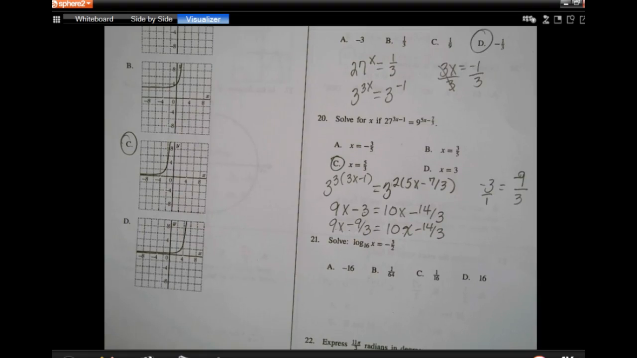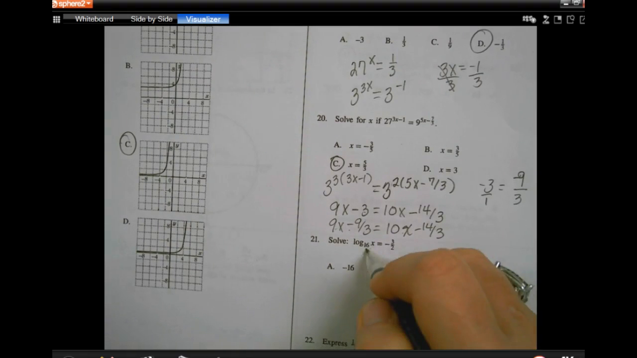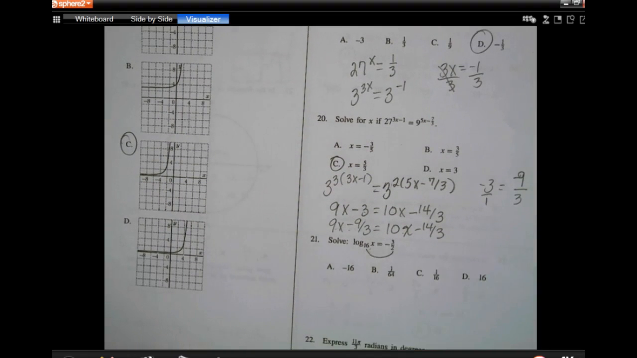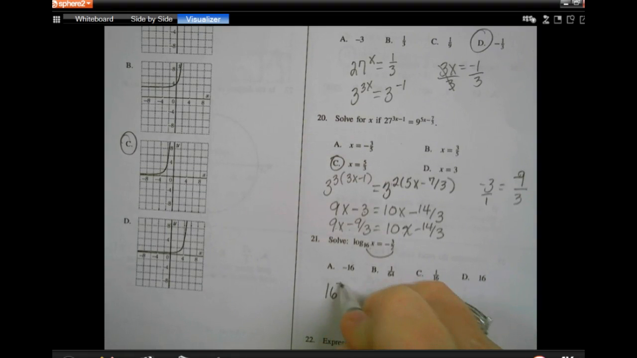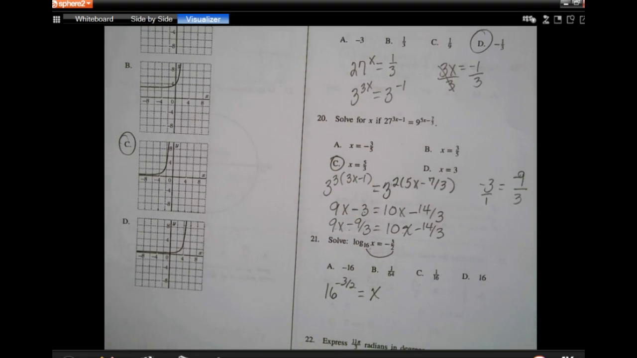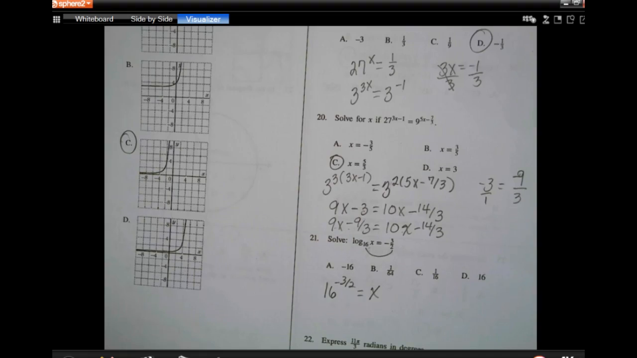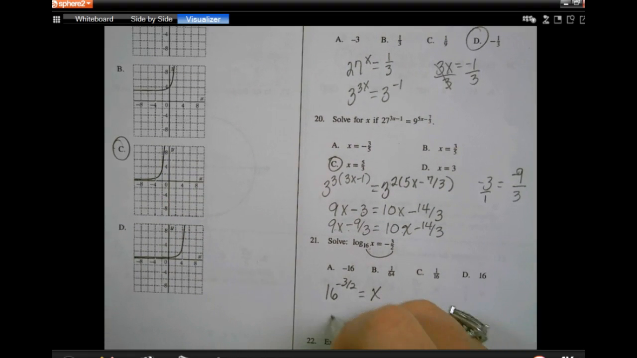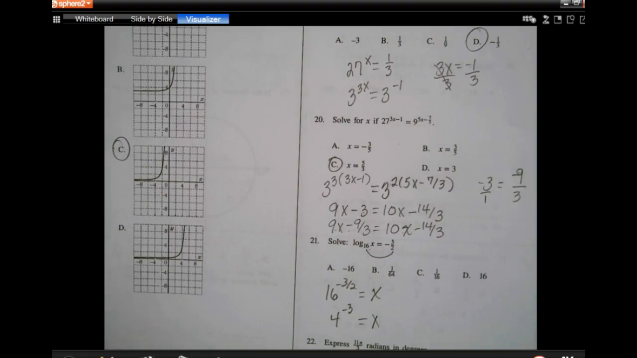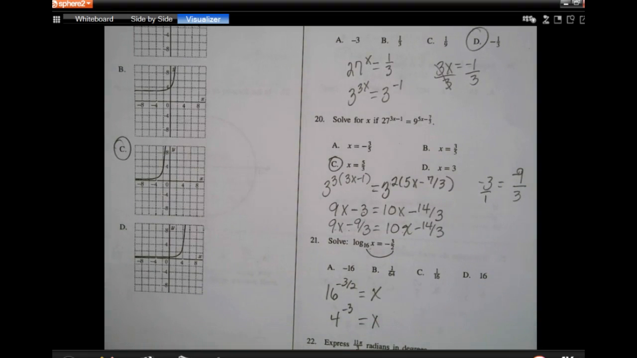Okay, what do I do on 21? Do the circle thing. That's exactly right. So 16 to the negative 3 halves equals x. So before I do anything, the 2 is on the bottom, and that means square root, right? So what's the square root of 16? 4. So I really have 4 to the negative 3, and 4 to the third is 64, and I have to put it on the bottom.